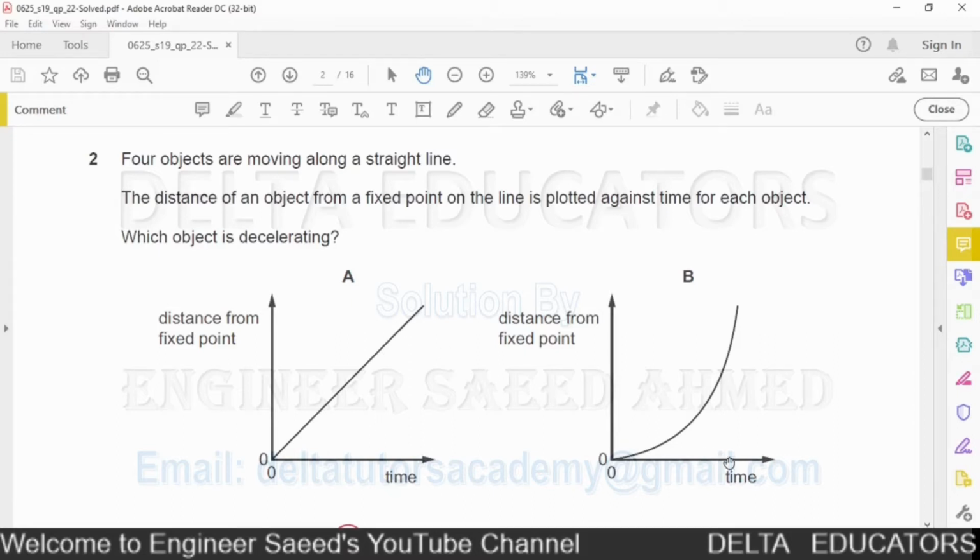Here again this graph is plotted in between time and distance, and here this gradient is gradually increasing, means here we have increasing velocity, and increasing velocity means here we have acceleration. So this option is also not the possible option.